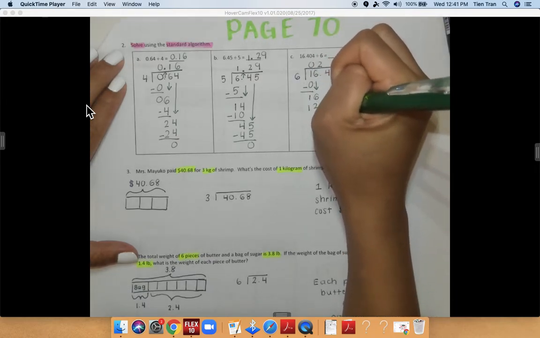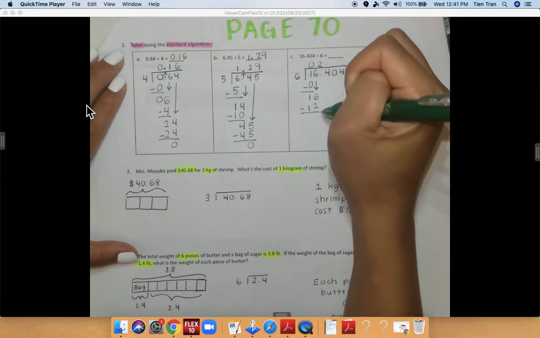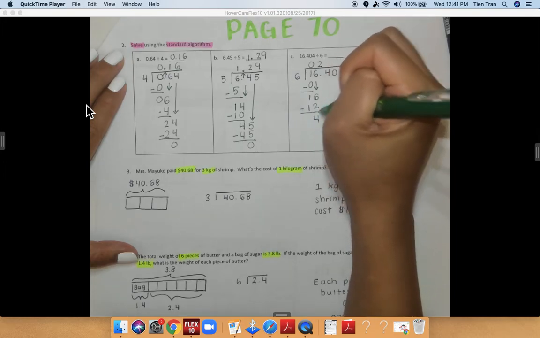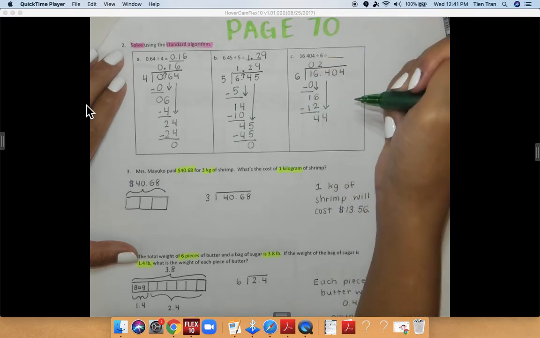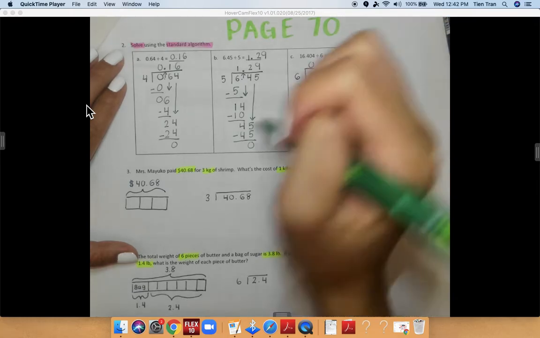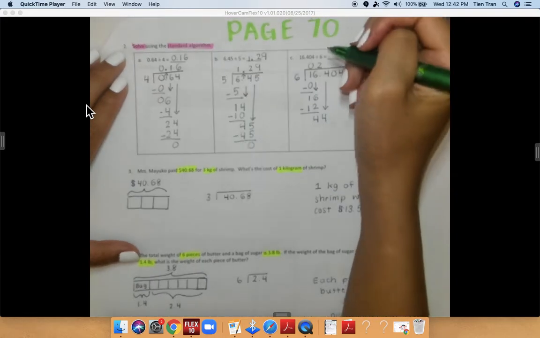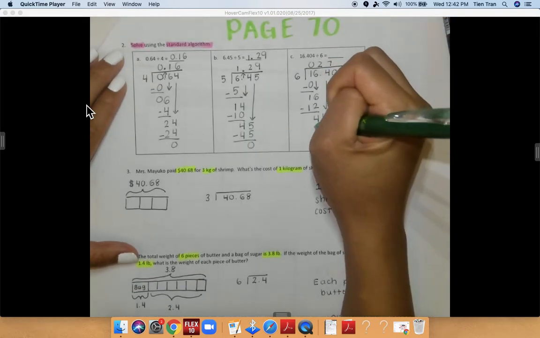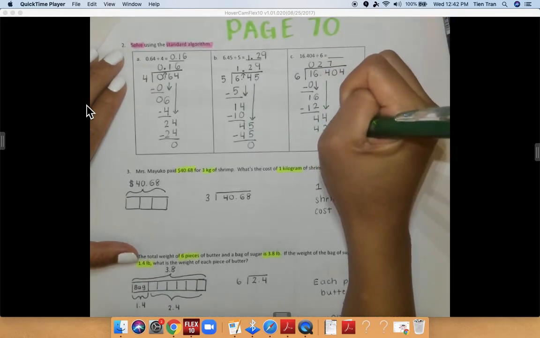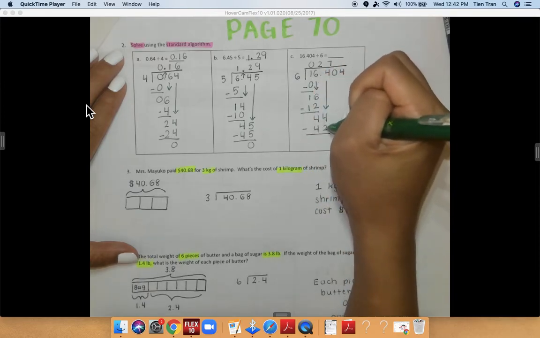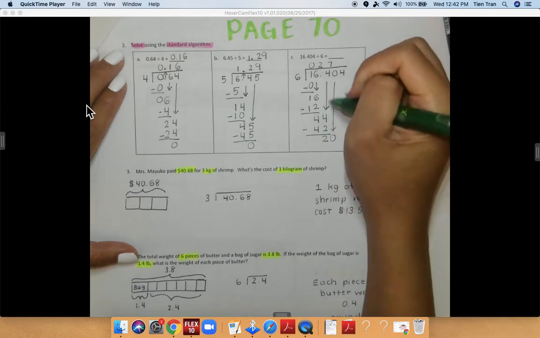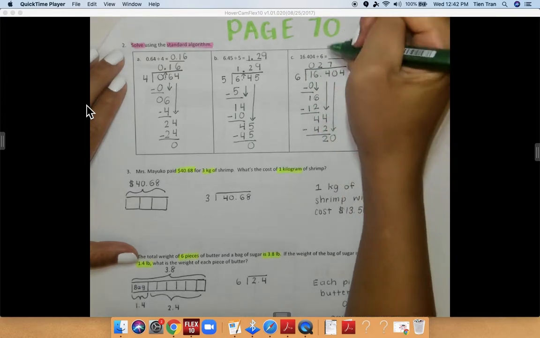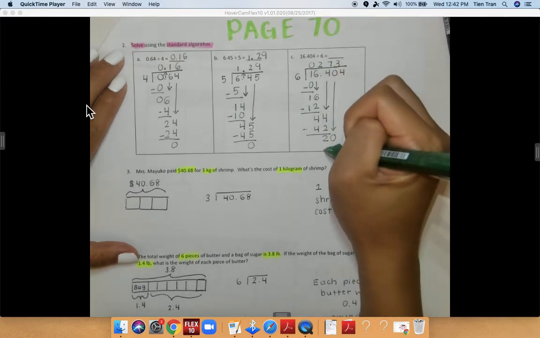6 times 2 is equal to 12. 16 minus 12 is equal to 4. Bring down my 4. 6 can go into 44. How many times? 6 can go into 44 7 times. Right? 6 times 7 is equal to 42. 44 minus 42 is 2. Bring down your 0. 6 can go into 20 3 times.